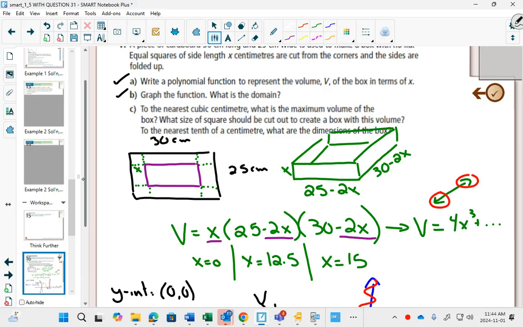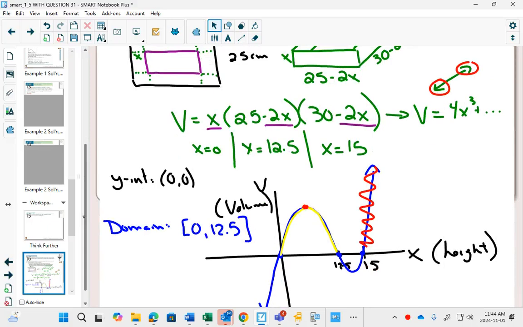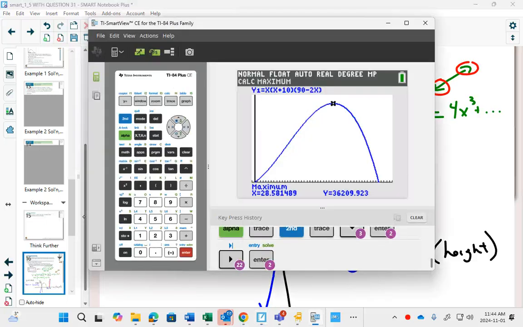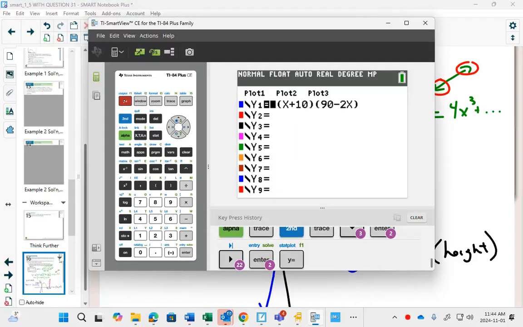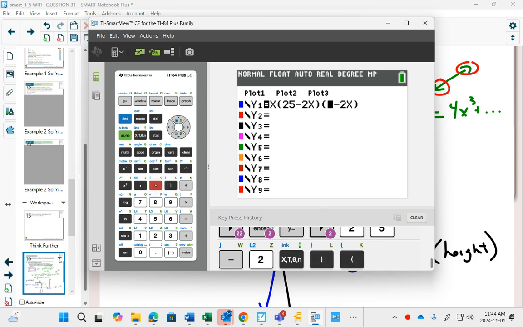To the nearest cubic centimeter, what is the maximum volume? So you will need a graphing calculator or Desmos for this. To do that, you're going to have to go to y equals and type it in. It was x, and then 25 minus 2x, and 30 minus 2x.